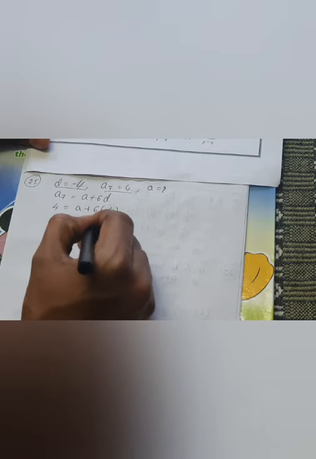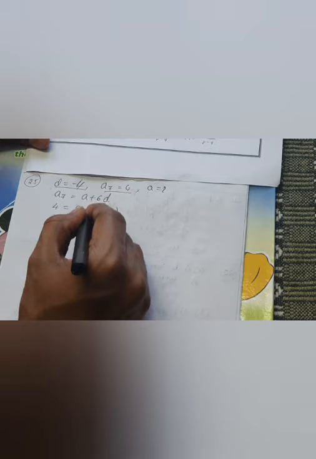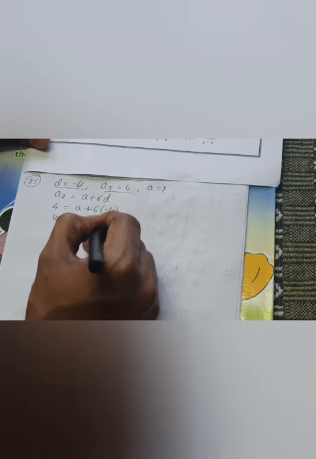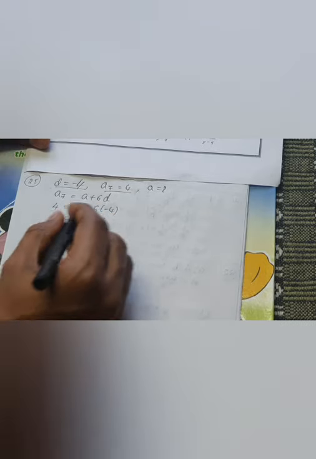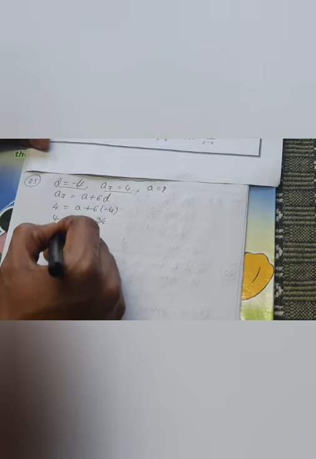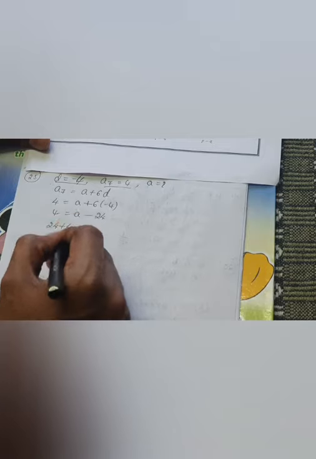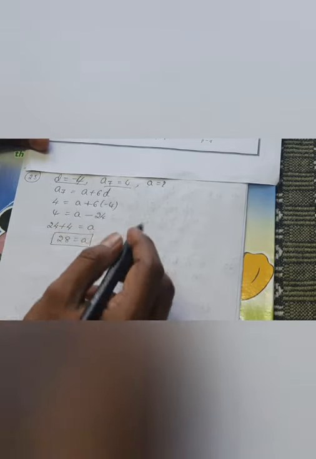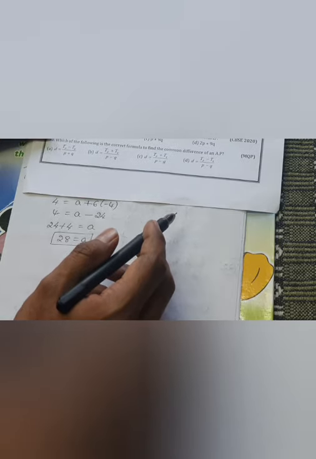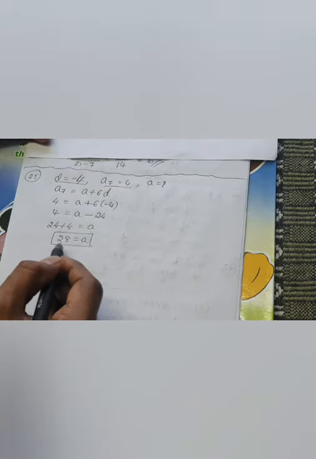So 4 is nothing but A. Now what is 6? Because I have minus inside, plus of minus becomes minus. 6 4s is 24. Bring 4 to the left hand side, so minus 4 becomes plus 4. So 24 plus 4 is equal to A. Therefore 28 is nothing but A. So the first term, we know that the first term is A, and A is nothing but 28. So that will give you 1 mark.